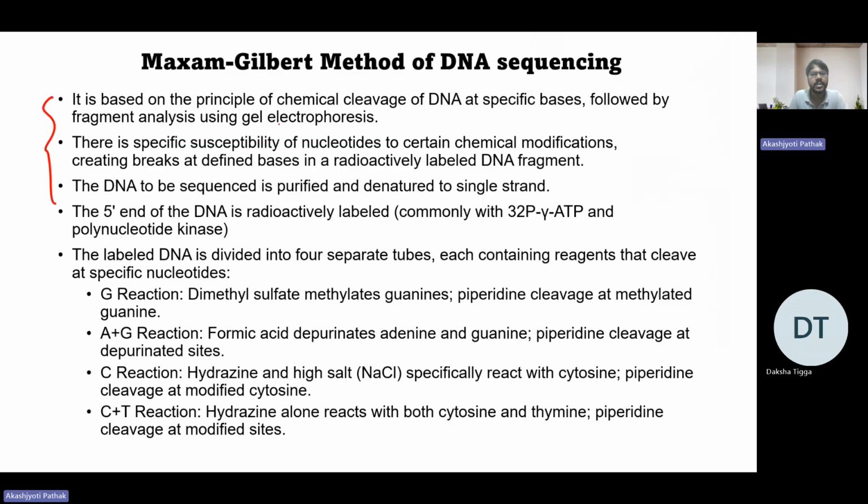Okay. So you read, go through this text. It is based on the principle of chemical cleavage, and there is specific susceptibility of nucleotides to certain chemical modifications, creating breaks at defined bases in a radioactively labeled DNA fragment. Now, the 5' end of DNA is first radioactively labeled. Then the labeled DNA is divided into 4 separate tubes, each containing reagents that cleave at specific nucleotides. So you take 4 different reactions: one is G, one is G plus A, one is C plus T, and another is C.